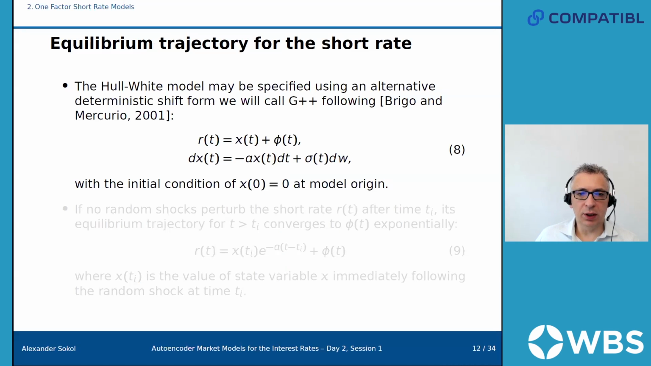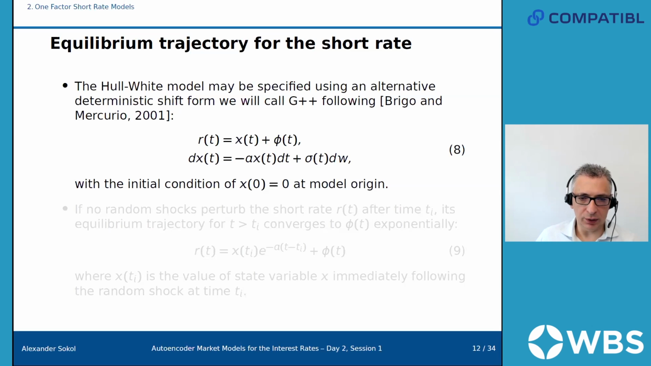All right, so in order to proceed, we can rewrite the Hull-White model in an alternative deterministic shift form, which we'll call G++, following the notation introduced by Brigo and Mercurio. They propose to use ++ to signify the deterministic shift component in the model. So you represent the short rate as the sum of a deterministic time-dependent term that's used to make the model arbitrage-free and a time-homogeneous rest of the model.